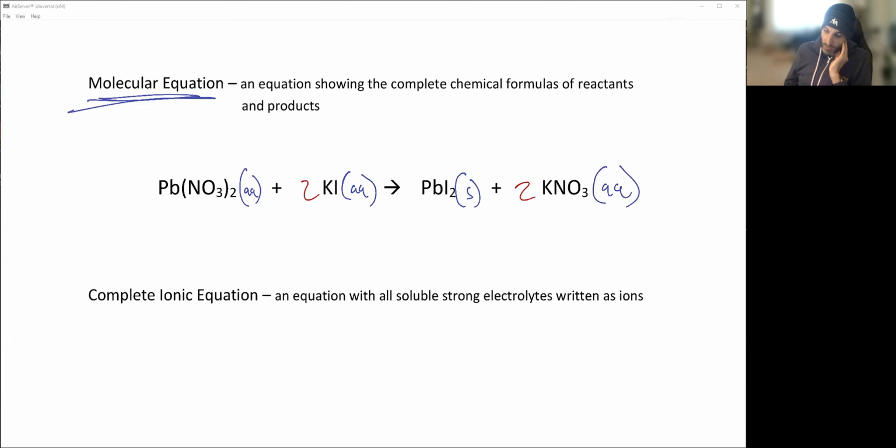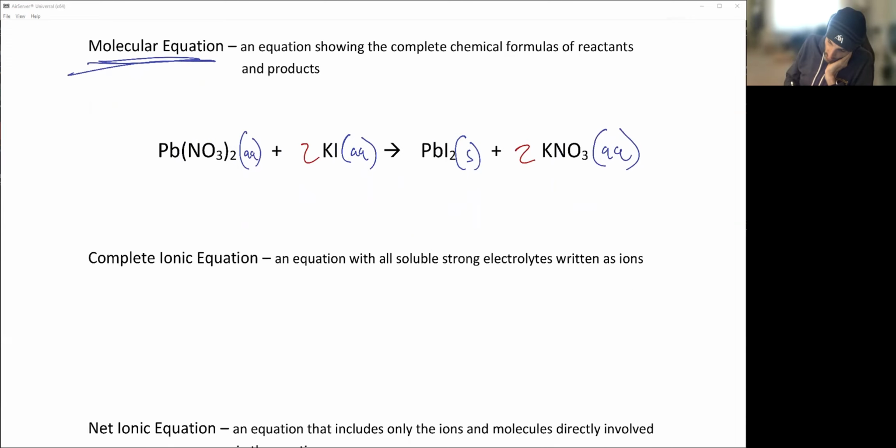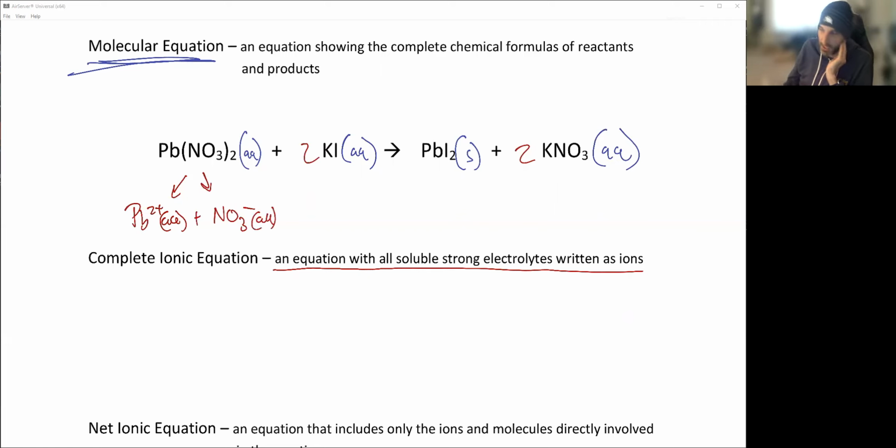So in order to write the complete ionic equation, we are going to write an equation with all soluble strong electrolytes written as ions. So anything that is aqueous is going to turn into its ion. So we have Pb 2+ aqueous and nitrate aqueous. I know there's 2 of those nitrates, but I don't really care that it's balanced, and we'll see why in a bit, because I only care about the initial molecular and the net ionic. So let's not worry about adding 2 in front of that nitrate. Potassium iodide is also aqueous, so K+, I-.